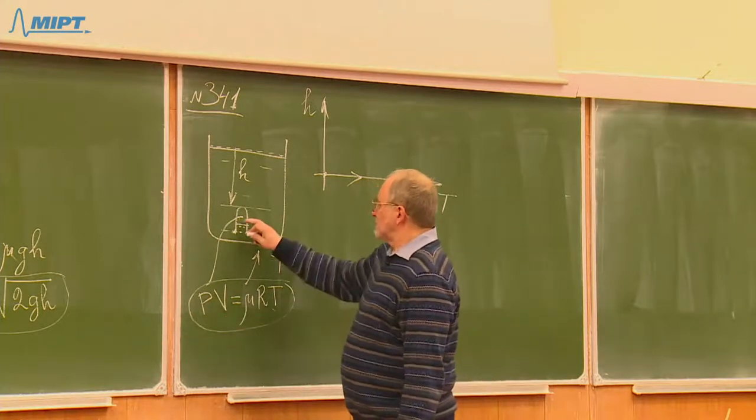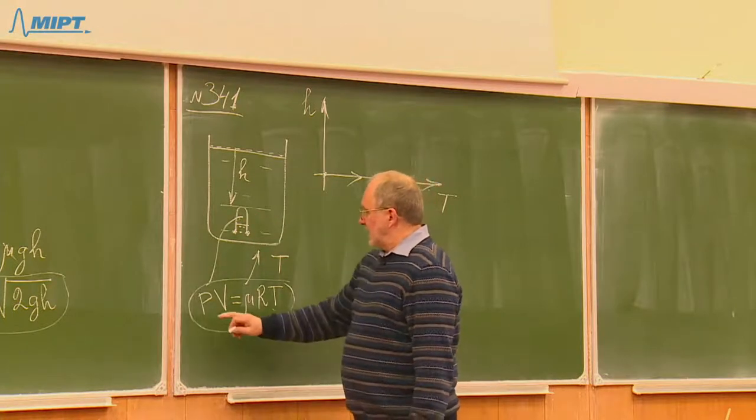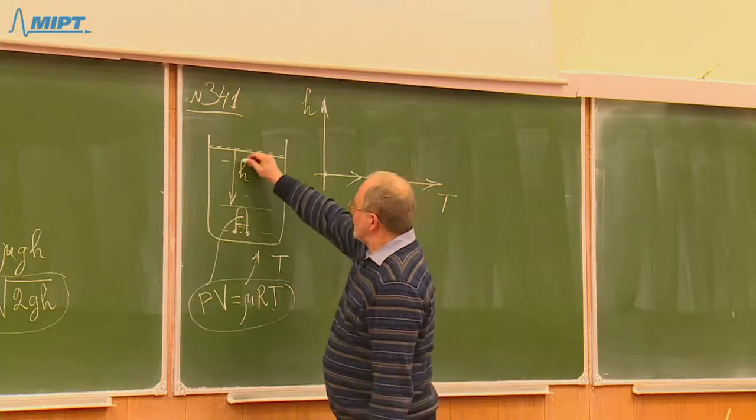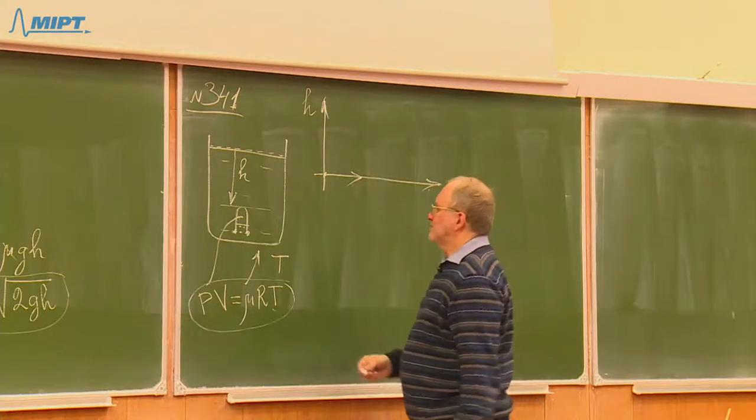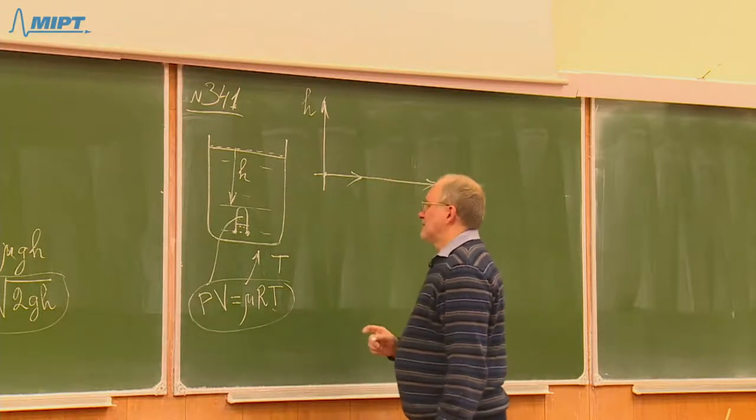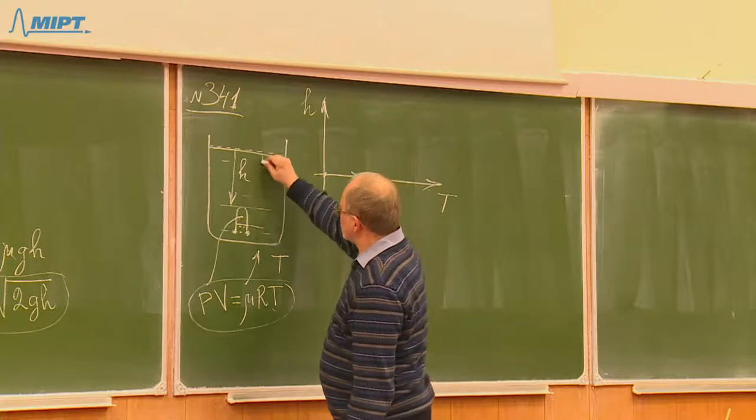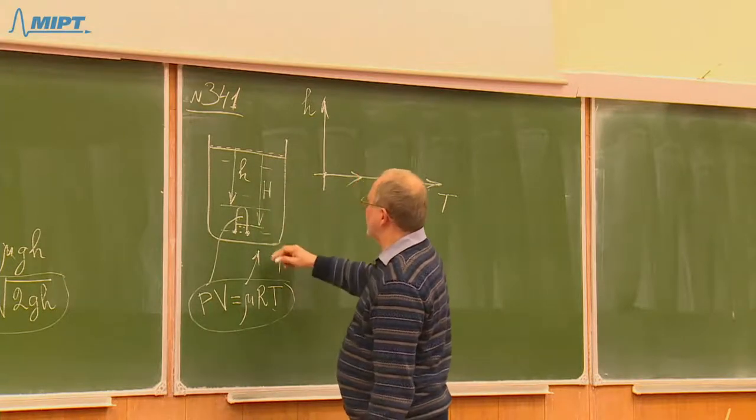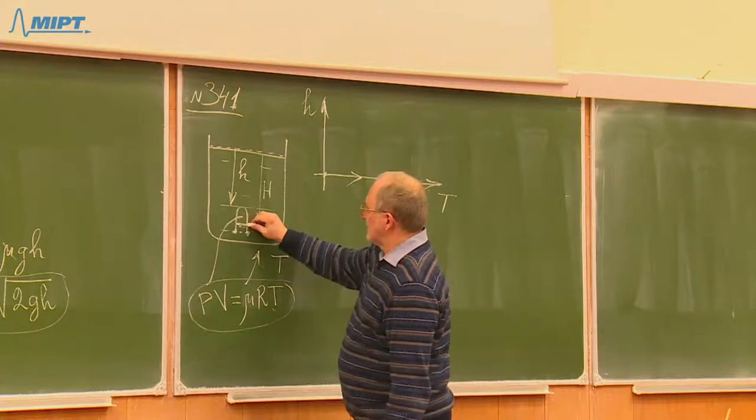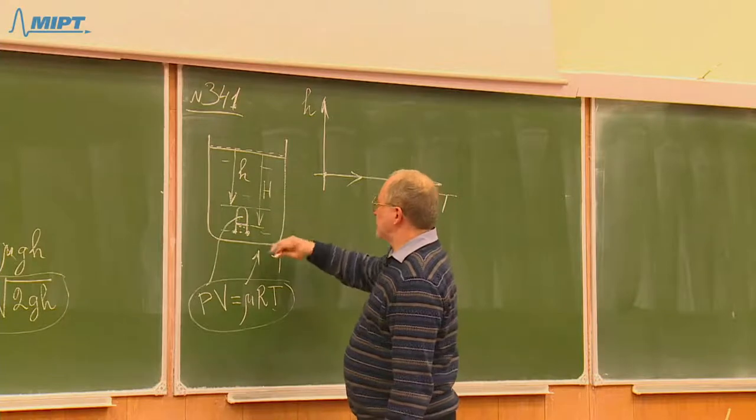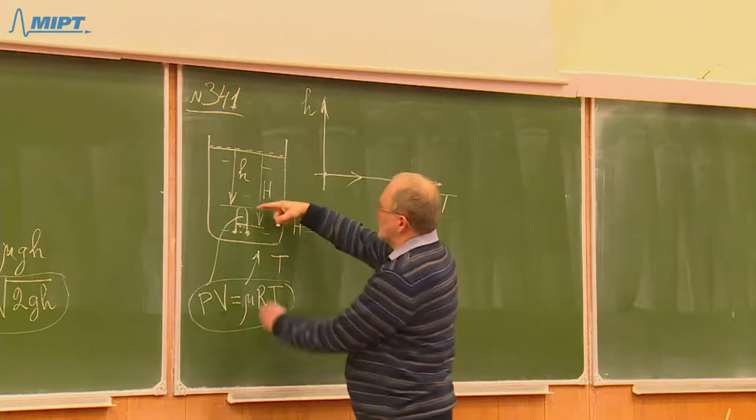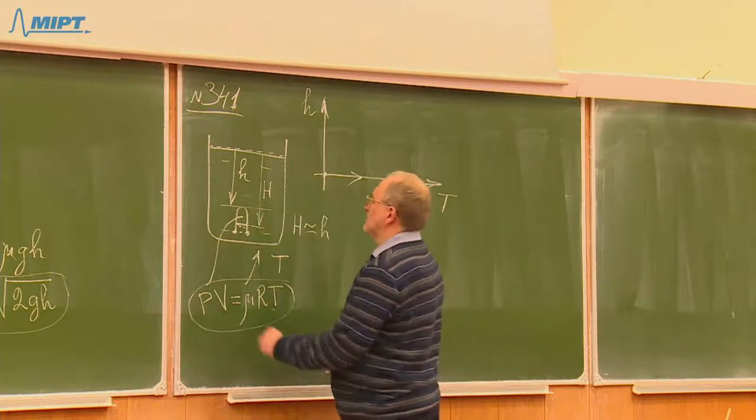What is the volume? That is the volume occupied by the gas. And what is the pressure? The pressure will be governed by the depth of water. Well, let us assume that the actual height at which this water surface is inside the tube, capital H, is approximately equal to small h, because the dimension of this tube is small.